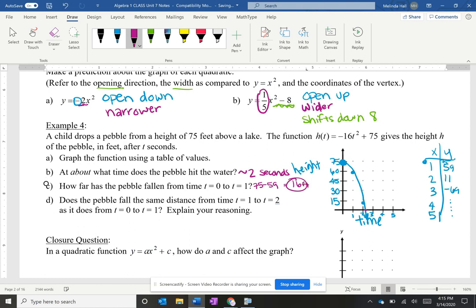And so then looking at, does it fall the same distance from t equals 1 to 2 as it does from t equals 0 to 1? So the way to look at this, t1 to t2 would be this section right here of the graph, and t0 to t1 would be this section of the graph. So just by looking, you can see that it has not fallen the same distance. It falls farther between 1 and 2.